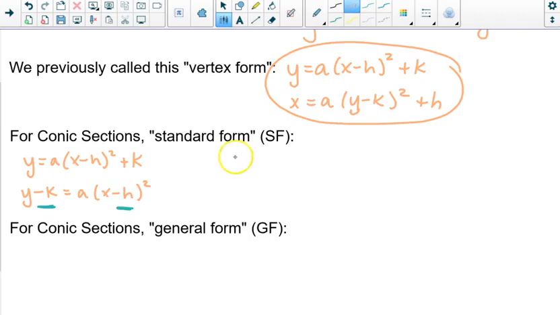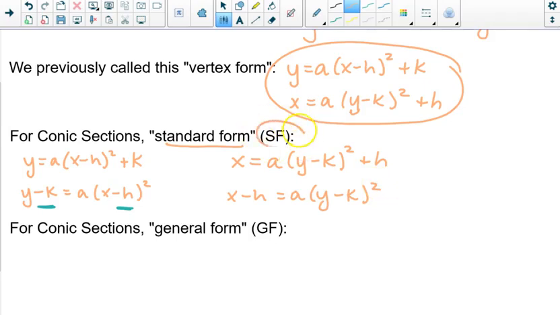Or if it's a parabola that opens right or left, we have, for our standard form, x equals a times y minus k squared plus h. Or if we subtract h from both sides, we have x minus h equals a times y minus k quantity squared. So we'll be referring to those as standard form. It doesn't really matter to me whether you put the x by itself or have the x minus h form. And you'll notice when we do assignments that some of them are written by other people and some of them use variations on these forms as well.